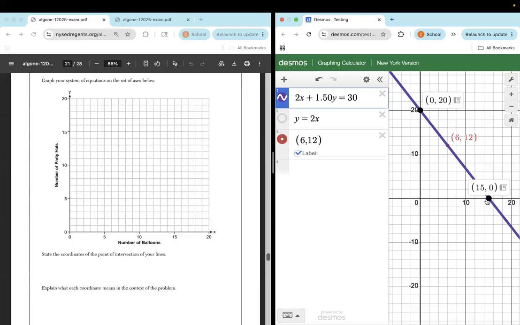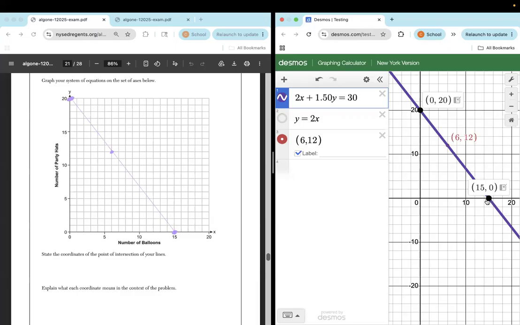Okay. So let's do the purple one. 0, 20. And 15, 0. And for good measure, let's get 6, 12. So when you use a ruler, you should also be hitting that point. 6, 12. Okay, I'm going to use the line feature here to make a perfect straight line. You should be using your ruler. There's my line.